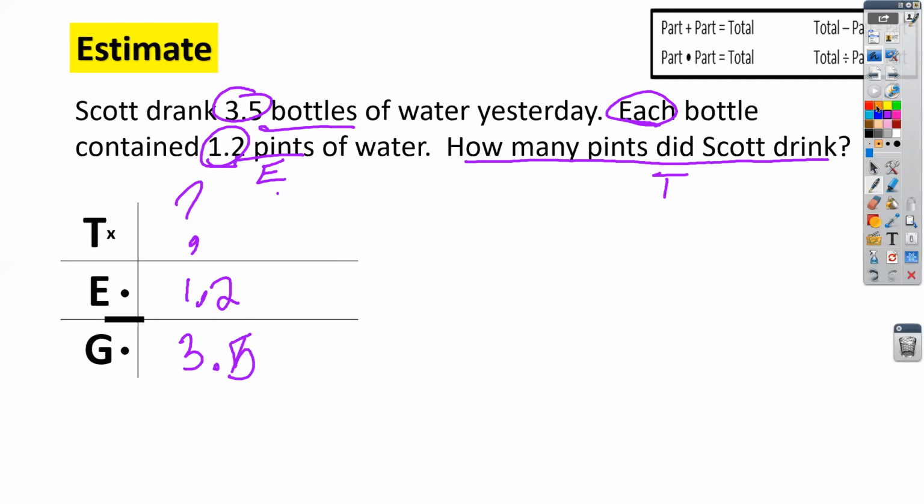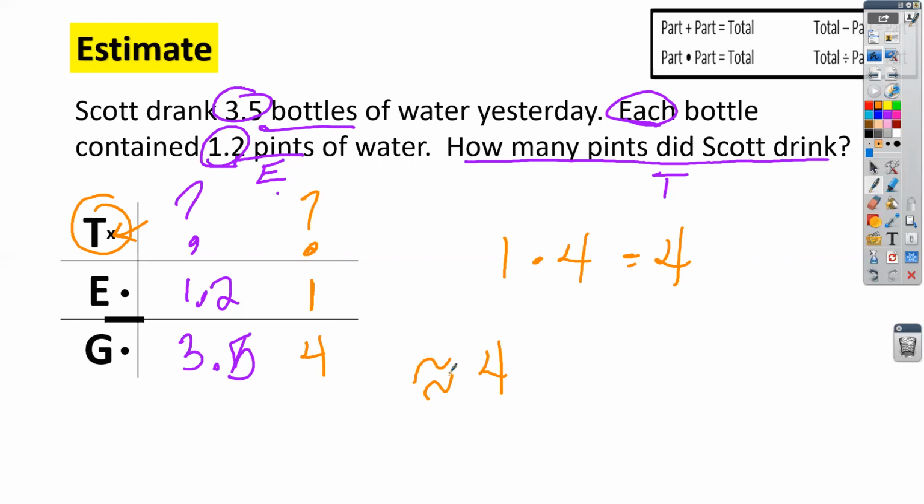However, remember, this problem says to estimate. So 1.2, I would say, is about 1. 3.5 is about 4, and I'm looking for my total. So since I'm looking for the total, the X says I need to multiply. So I'm going to take 1 times 4, and it'll give me 4. So how many pints did Scott drink? He drank about, that's what the squiggly line means, about 4 pints.